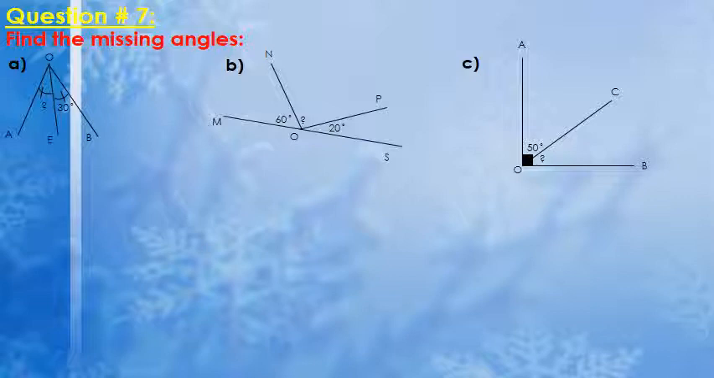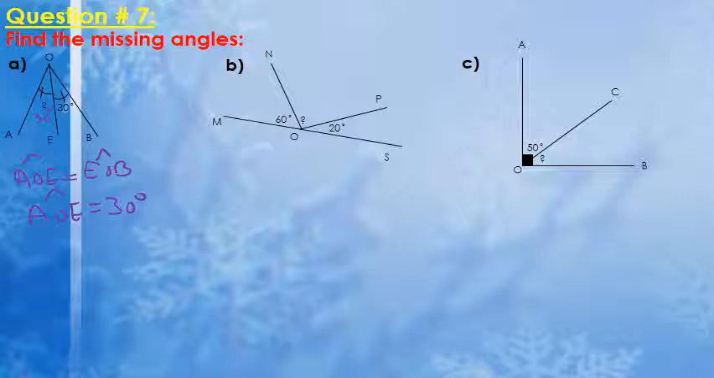Question number 7. We should find now the missing angles in each figure. In the first figure, we have an angle AOB. OE is the bisector of this angle, so the two angles AOE and EOB are equal. Because angle EOB is equal to 30 degrees, then angle AOE is equal to 30 degrees. So this angle is 30 degrees.